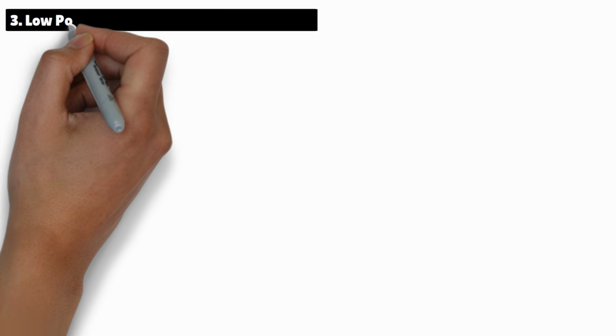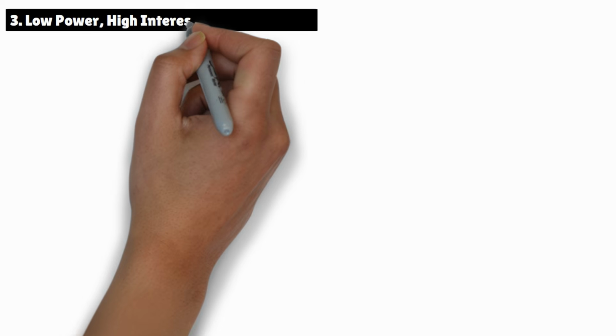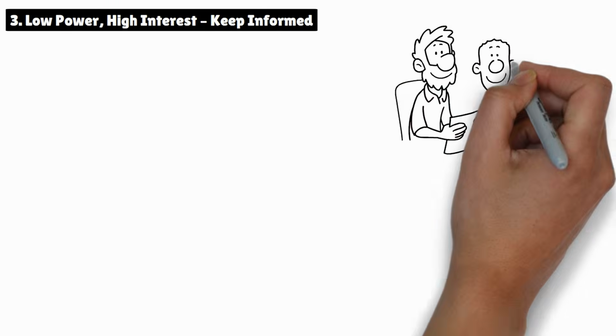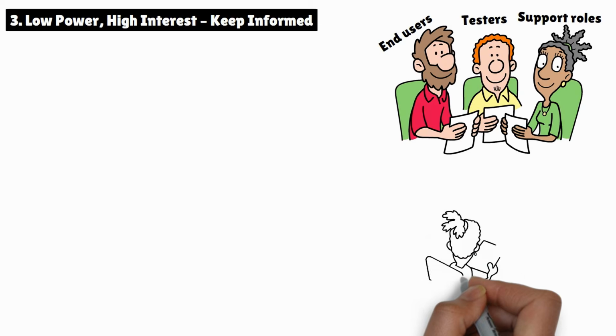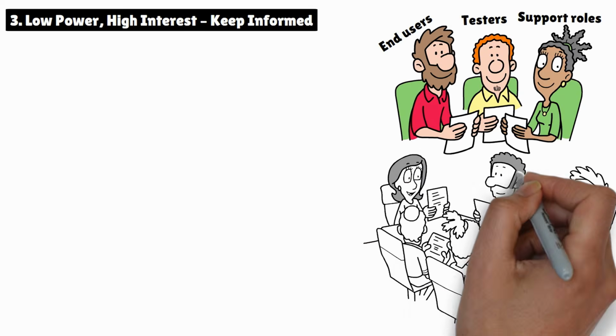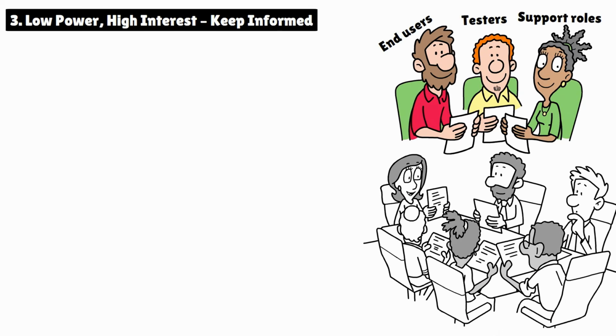Next, we have stakeholders who have low power but high interest, and they must be kept informed so they stay engaged and supportive. This often includes end users, testers, or support roles, people who will work with the project outcome directly and care about how things unfold, even if they don't call the shots.